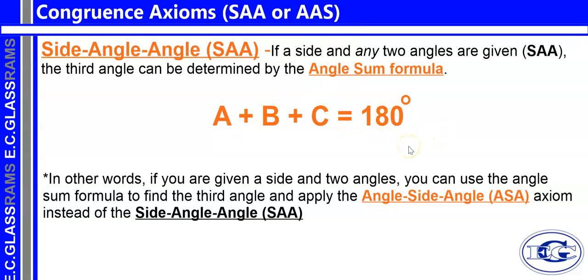The angle sum formula. A plus B plus C equals 180. What that means is this. If you're given two angles, you can always find the third angle because all three angles added together in a triangle will always equal 180. So once you find that third angle, you can rearrange it so that instead of writing the triangle as side angle angle, SAA, we can use angle side angle instead, the ASA. And depending on the cases in the future, you'll learn to recognize which one's easier.